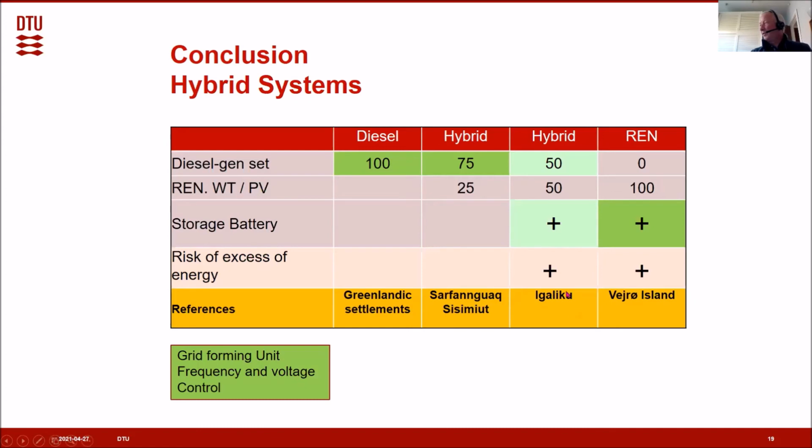We have a situation in Ialiku in Greenland, and finally at Vejrø, where we have the possibility to stop the diesel gensets and run totally renewable. But if we run into problems with not covering the load, then we can start the diesel gensets. So it's still a safe system for the inhabitants and the customers at the island.